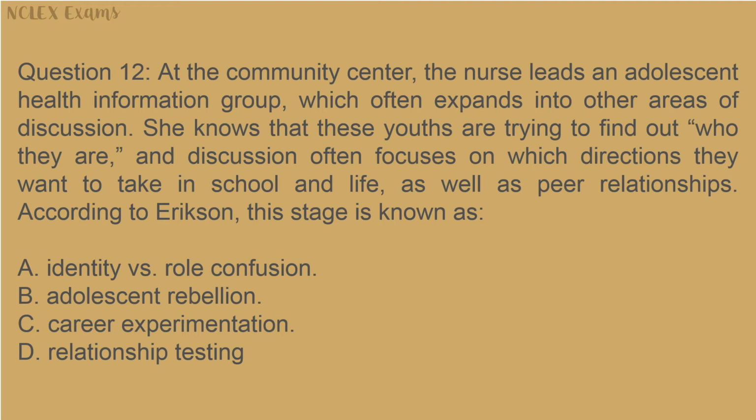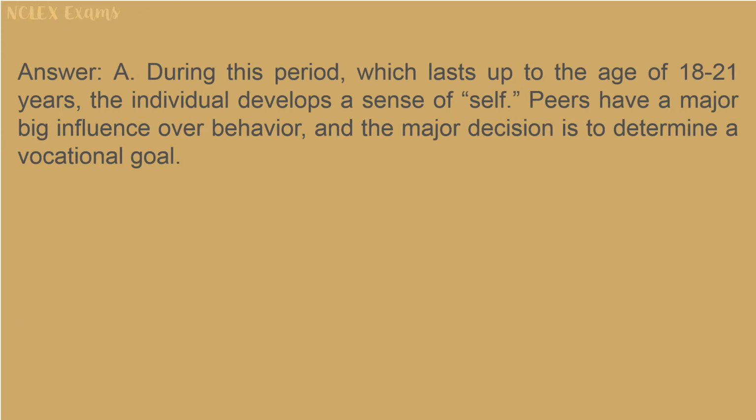Answer: A. During this period, which lasts up to the age of 18-21 years, the individual develops a sense of self. Peers have a big influence over behavior, and the major decision is to determine a vocational goal.